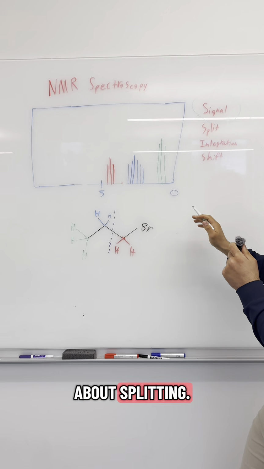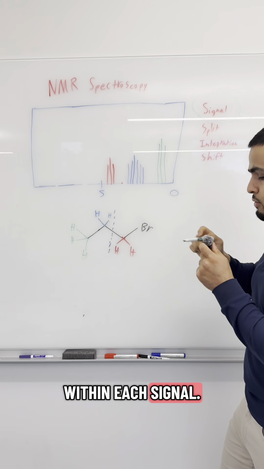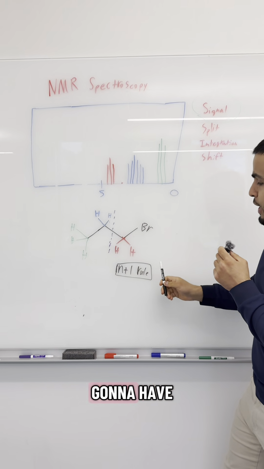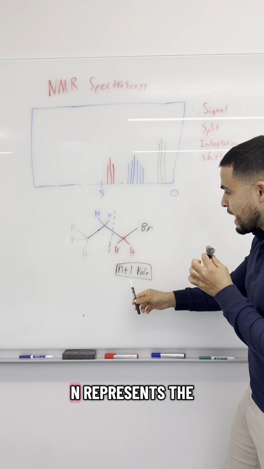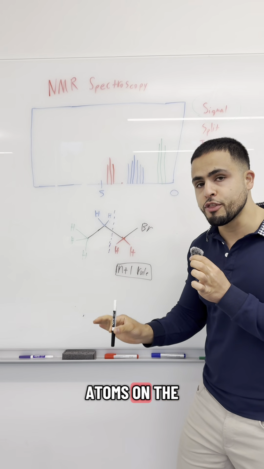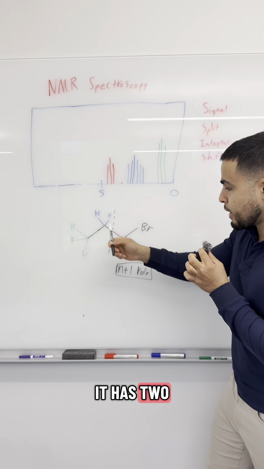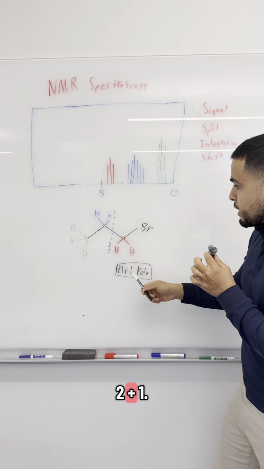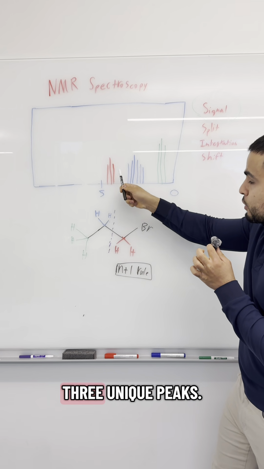Next, let's talk about splitting. So that refers to why you have multiple peaks within each signal. The way to determine how many unique peaks you're going to have is based on the n+1 rule. What's the n+1 rule? Well, n represents the number of hydrogen atoms on the adjacent carbon. So let's take this carbon, for example. The one adjacent to it has two hydrogen atoms. So you have 2 plus 1. So therefore, the red hydrogen atoms should have 3 unique peaks.